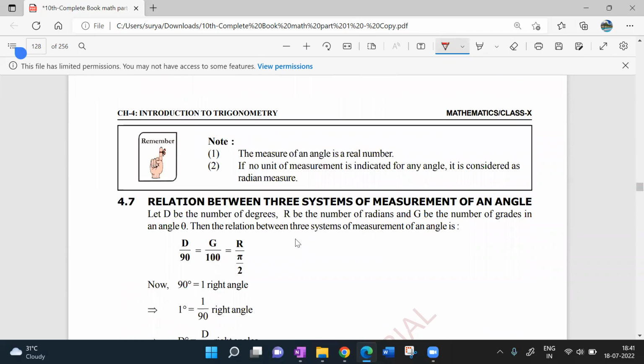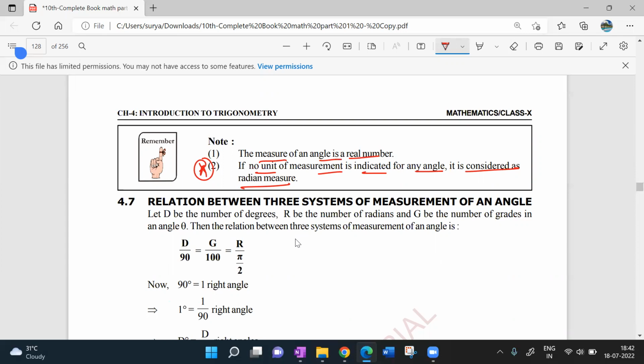So look at this. The measure of an angle is what? The measure of an angle is a real number. If no unit of measurement is indicated for any angle, it is considered as a radian. Very important. So if no unit is indicated for any angle, you should consider that it is in radians.